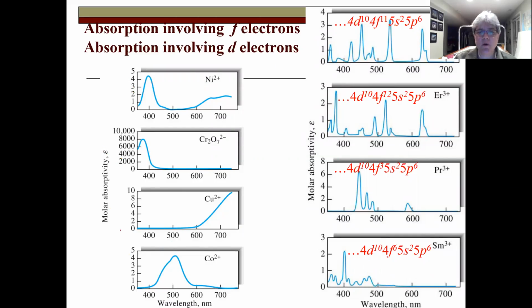Notice the molar absorptivities for most of these are quite small. That means most of these transitions are pretty weak, but we can still measure them. So you can measure inorganic compounds that have D or F electrons with visible light.